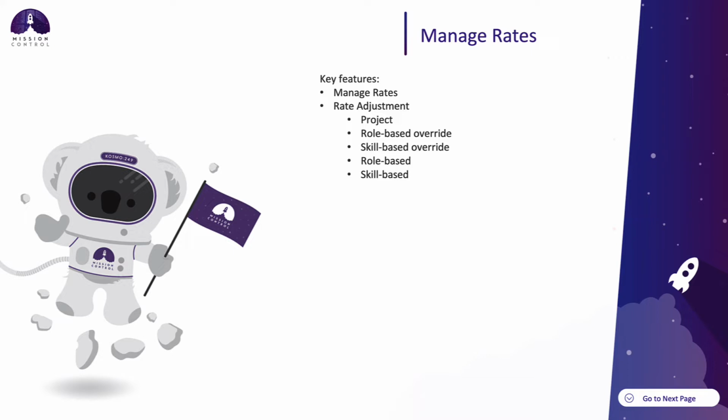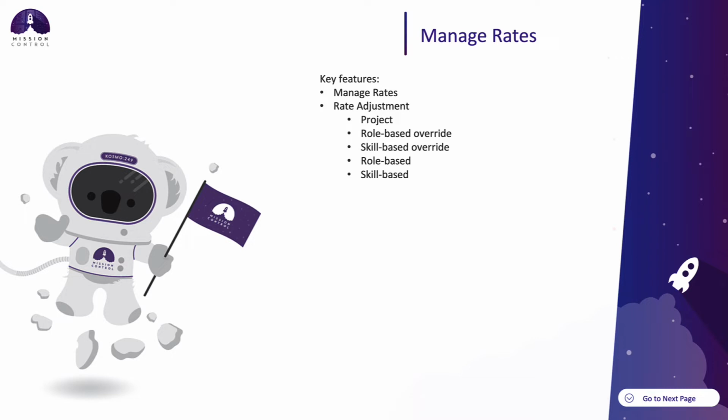The manage rates feature uses the rate adjustment object to allow us to override the rates based on a number of different scenarios that we have here. The manage rates feature will allow you to create a set of rates, that is a billable and cost rate, for a specified time period. And these rate adjustment records are created by the manage rates page, which is accessible from either the project record or the role record.